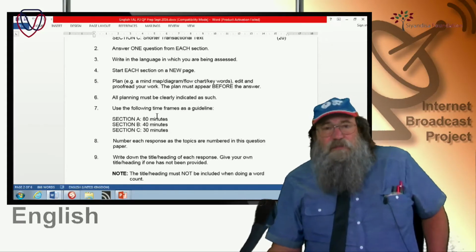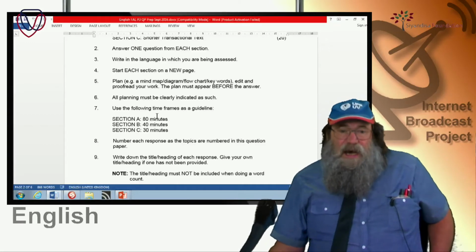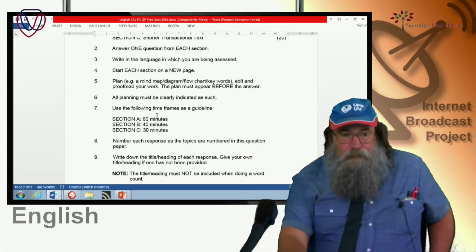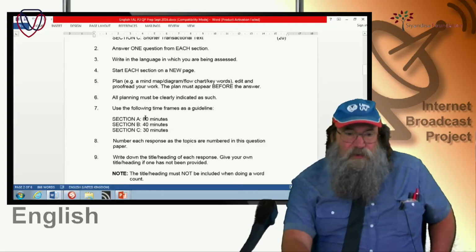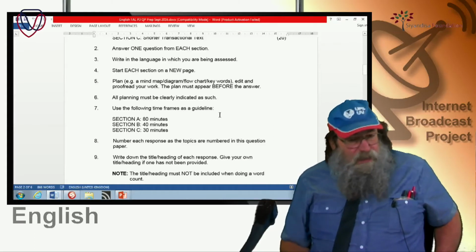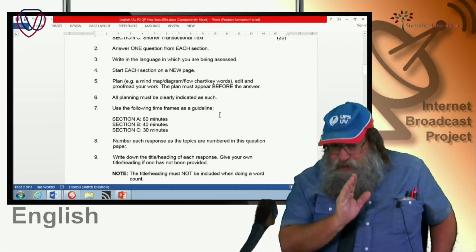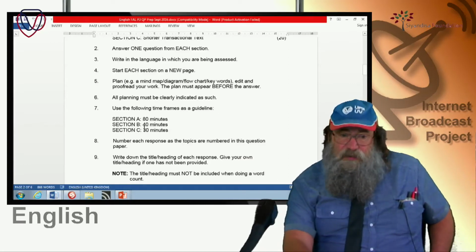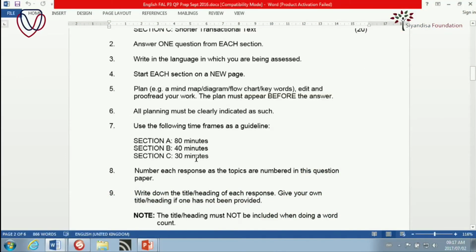Now, 2.5 hours, for you mathematical types, you'll know that that's 150 minutes. And of course, if you add 80 and 40 and 30 minutes together, you will get 150 minutes. And that is a very good guideline. So if you take these instructions seriously, stick to that and you can't go wrong. If, of course, you finish your work to your own satisfaction faster than that, fine, great.